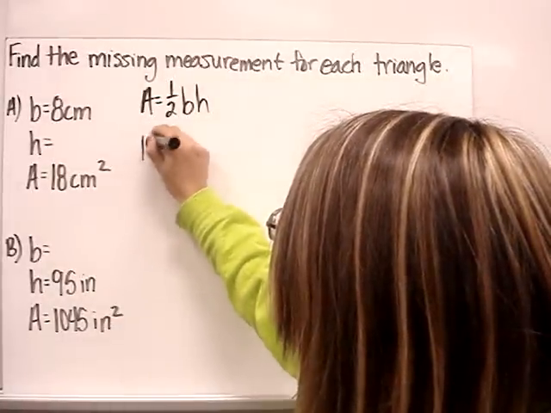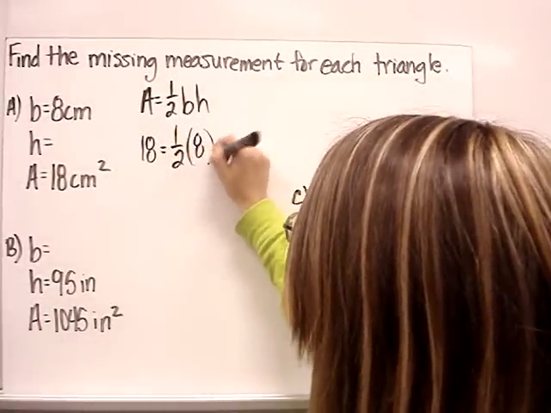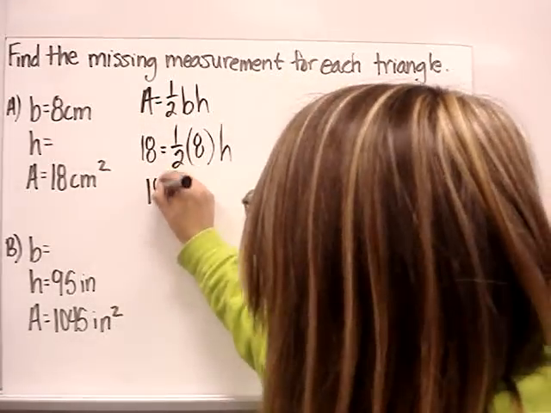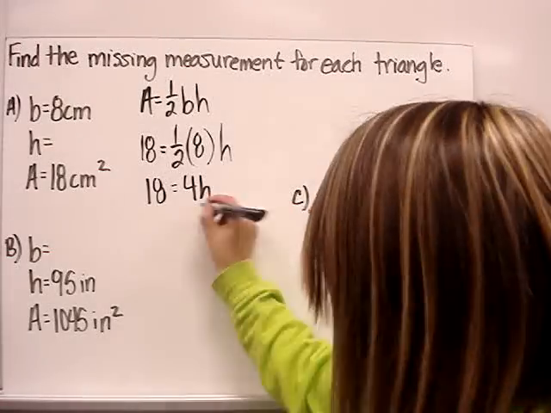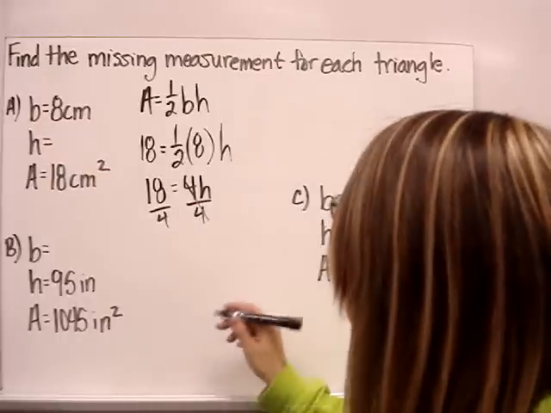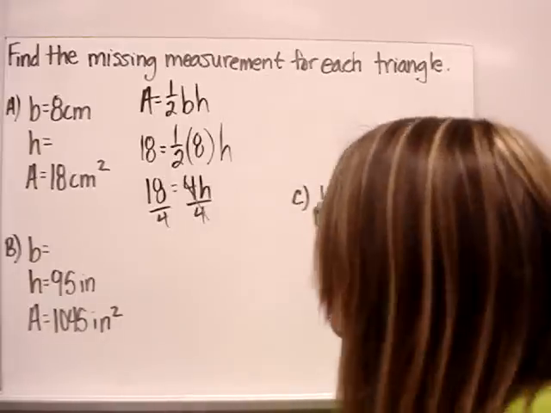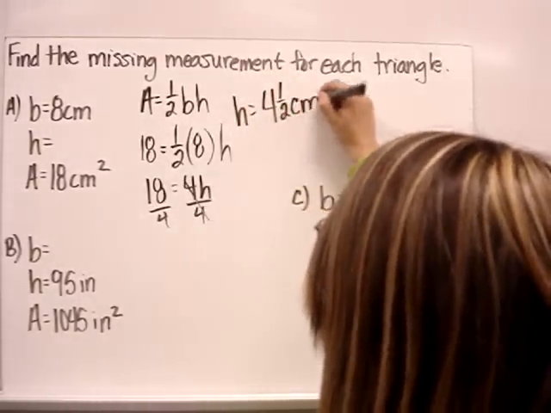So A is 18, and that equals 1/2 the base, which is 8, times the height. Well, half of 8 is 4, so 18 equals 4h. All I have to do to solve for h is divide by 4 on both sides. And when I do that, I'm going to get 4 goes into 18 4 times with 2 left over. So h is going to equal 4.5 centimeters.